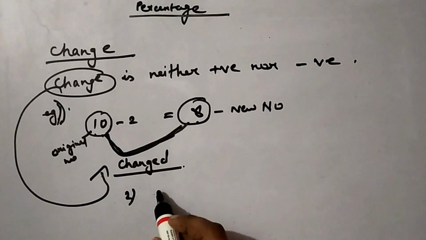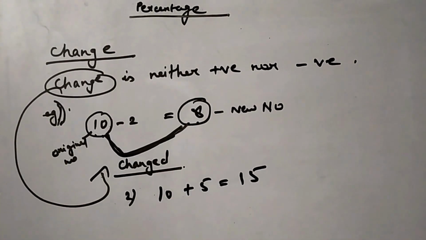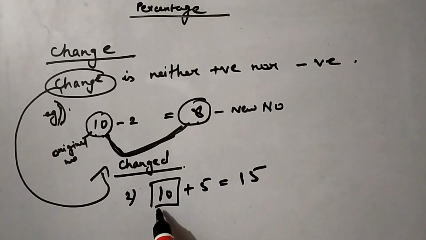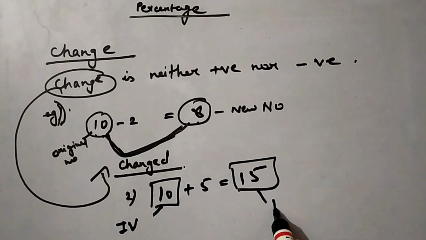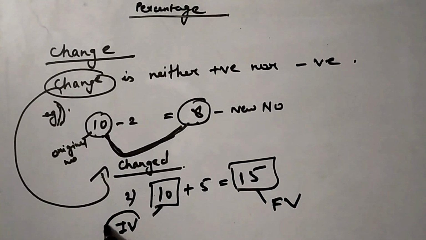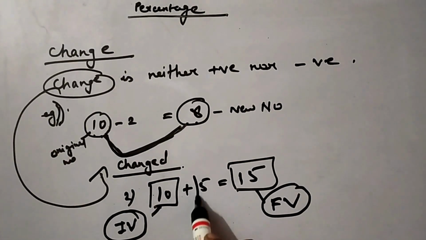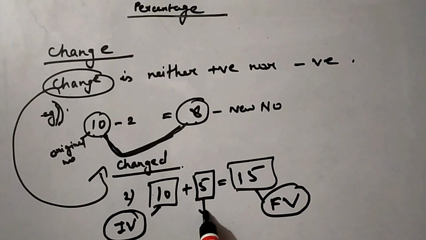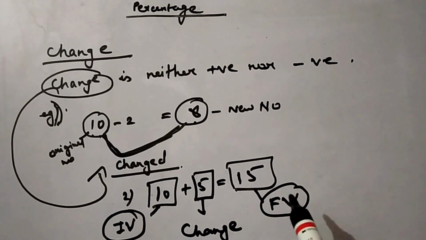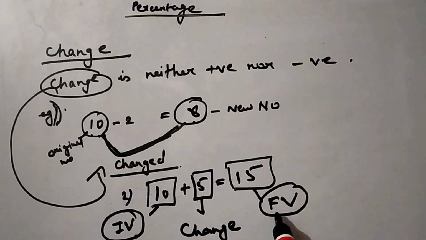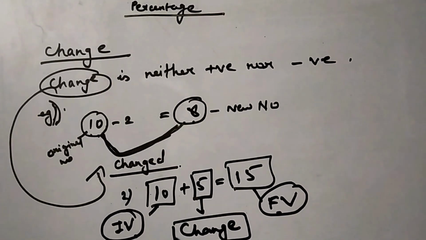Another example, 10 plus 5 is equal to 15. So 10 is the initial value, 15 is the final value. But we have to remember these terms: initial value, final value, and the third term will be change. This is the concept. We have to remember three terms: initial value, final value, and the third term will be change.